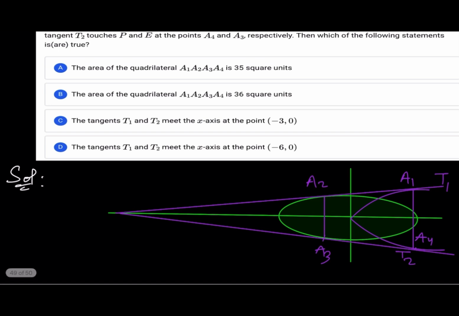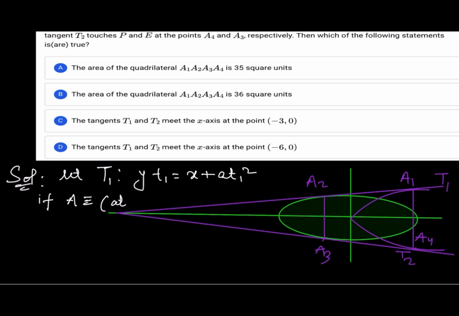So let T1 be t1 y is equal to x plus a t1 square, if the point is at1 square comma 2at1, right? And here a is 3 because the parabola y square is equal to 12x, right? So a is 3.